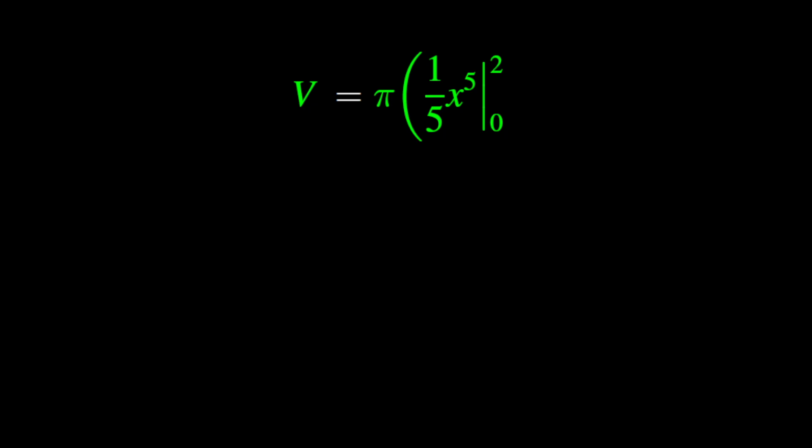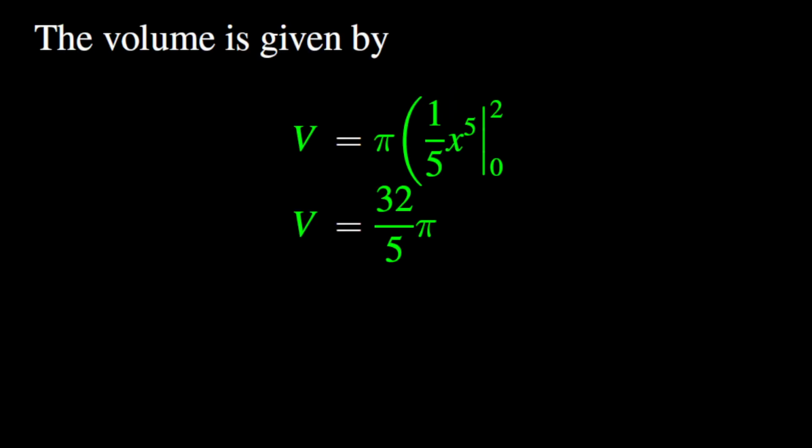Using the fact that the integral of x to the power 4 is 1 over 5 x to the power 5, the volume of the solid is obtained by evaluating the antiderivative from 0 to 2. Evaluating the antiderivative from 0 to 2 of pi times 1 over 5 x to the power 5 gives us the volume of the solid, which is pi times 32 over 5. Therefore, the volume of the solid is pi times 32 over 5.